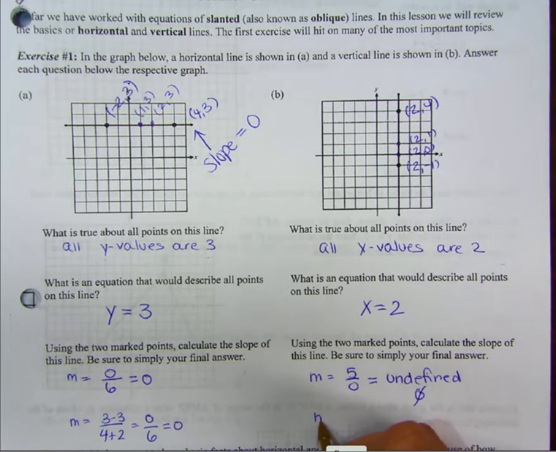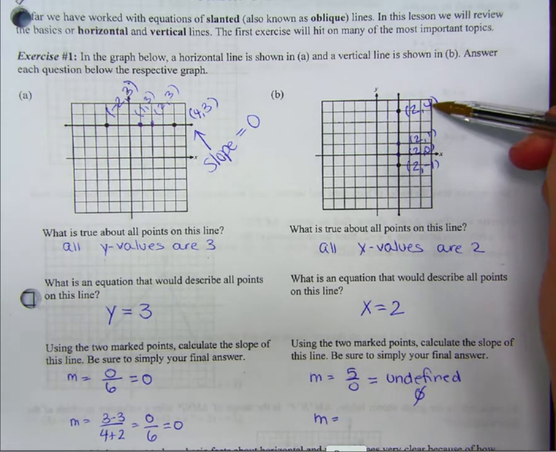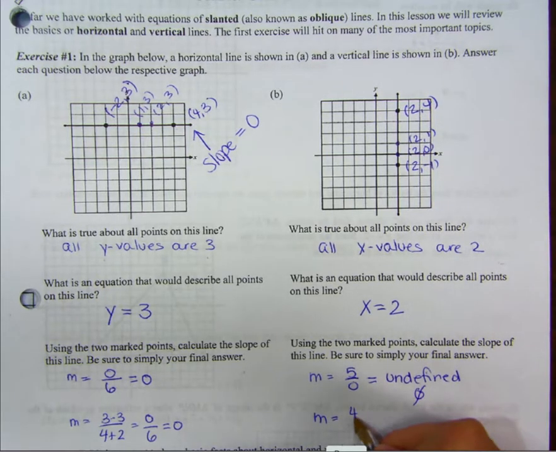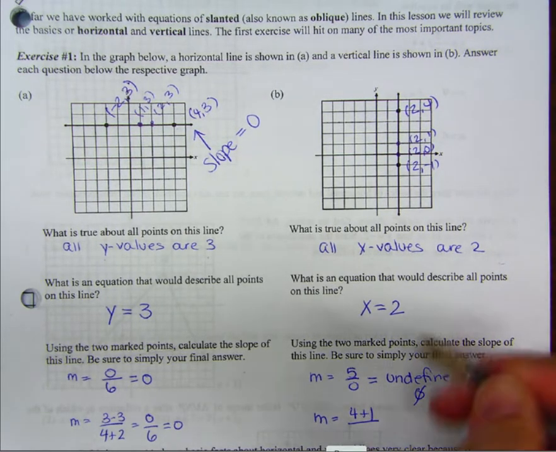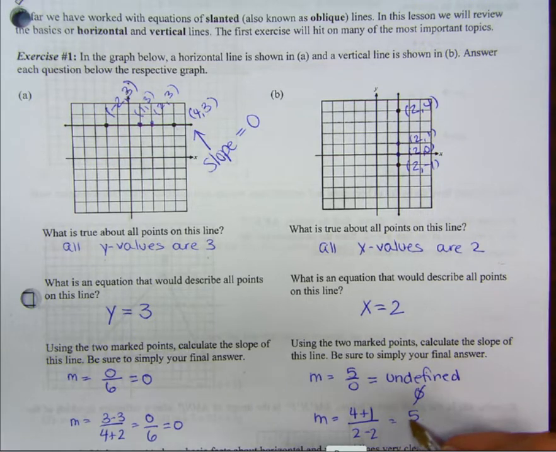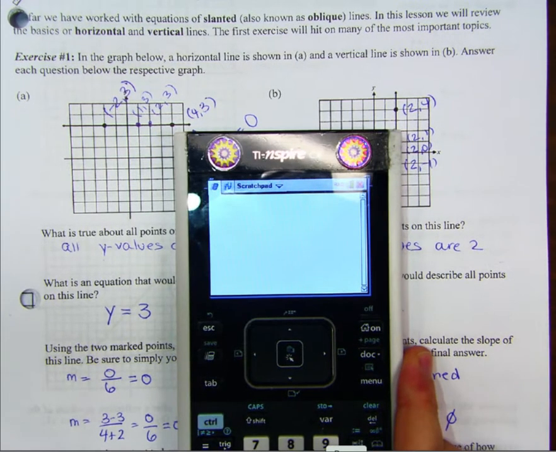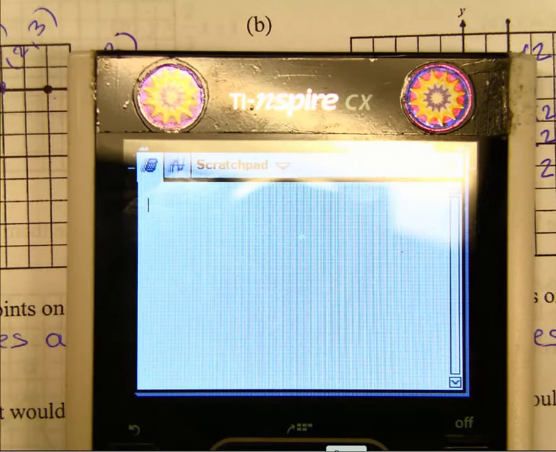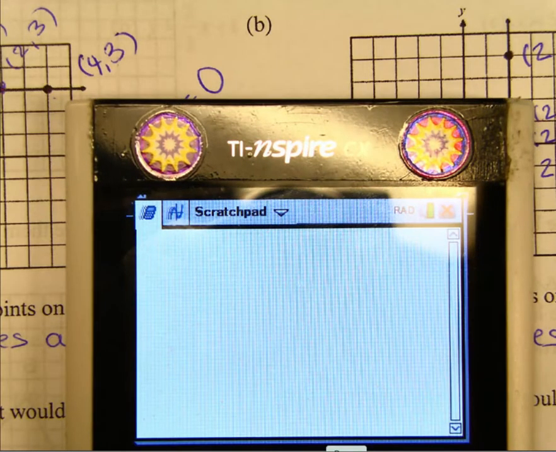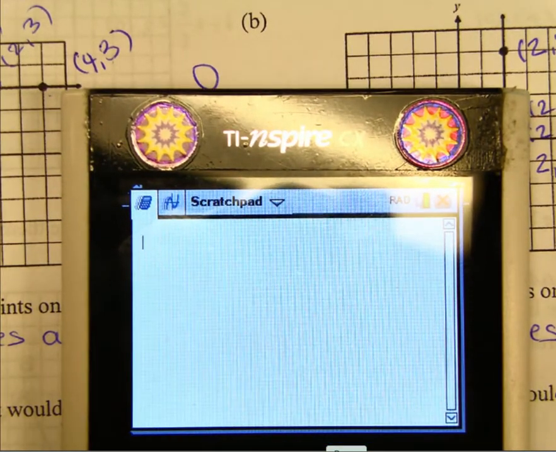And again, we can also do it using the points. So we would have 4 minus -1, which is 4 plus 1, and then 2 minus 2. So we get 5 over 0 again, which is undefined. Now, if you're not sure, for some reason this whole dividing by 0 or 0 divided by something tends to confuse people. So what I want to show you really quickly is, if you have your calculator, you can actually use it to figure out what is happening here.